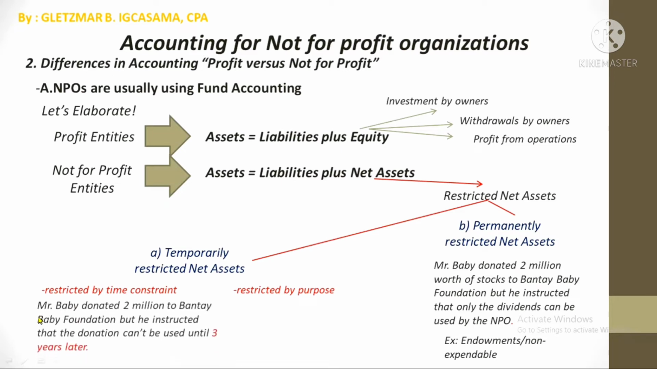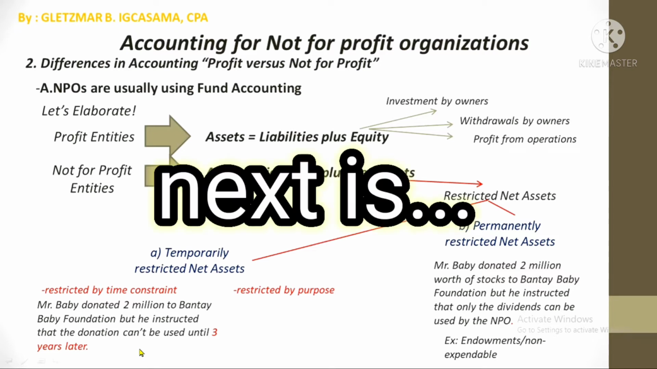We have Mr. Baby donated 2 million to Bantay Baby Foundation, but he instructed that the donation can't be used until 3 years later. So this 3 years here is the restriction. But after that time, the funds will be transferred to unrestricted net assets. So net assets with restriction will decrease, but unrestricted net assets will increase. And it will mean that such funds can now be used or spent by the NPO.